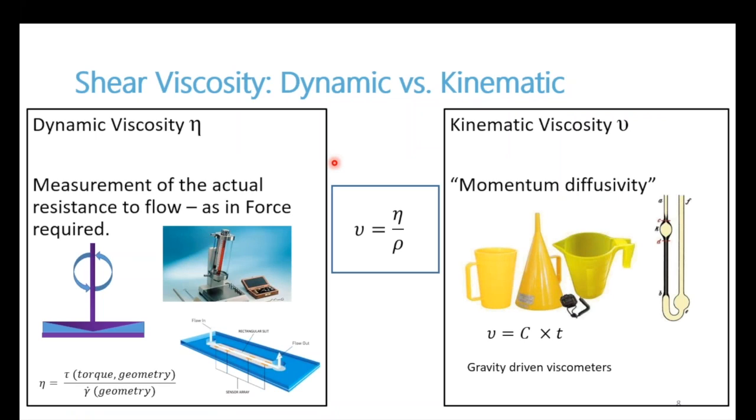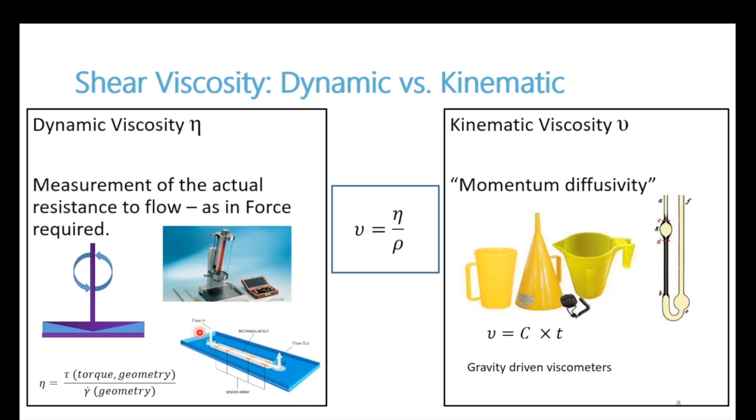There are also some differences in how we measure these two related properties, and I give a few examples here. For dynamic viscosity, you could use something like a cone and plate rheometer. You put your sample in between a cone plate and a parallel plate. You rotate one of those and measure the torque required for that rotation, and that will give you your shear stress to shear rate ratio, or the viscosity.